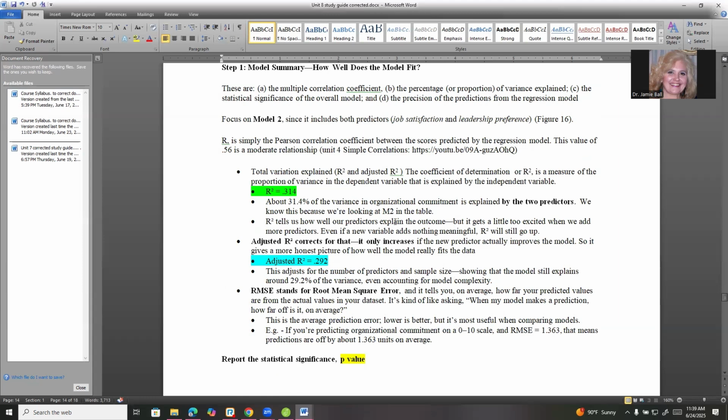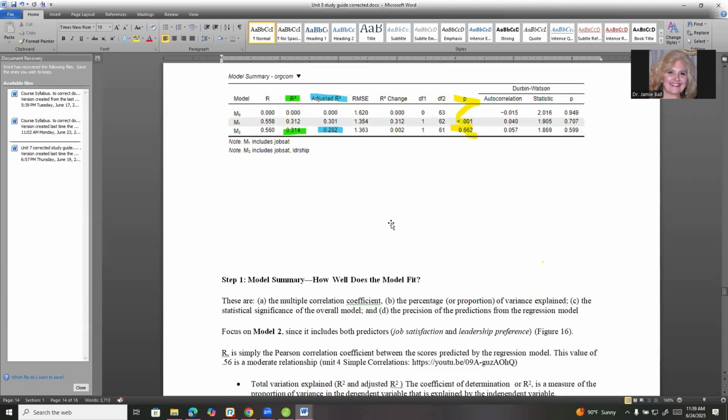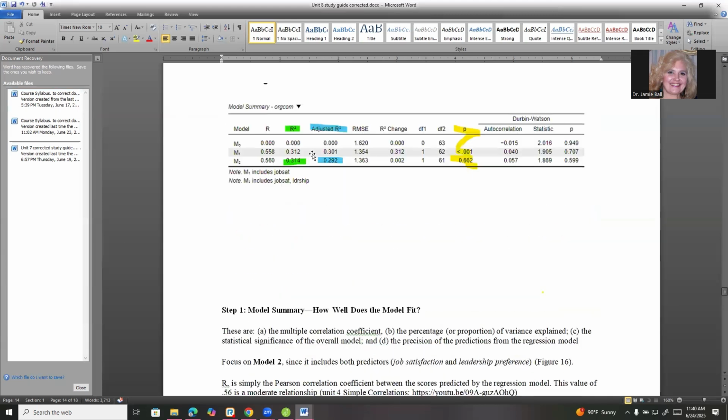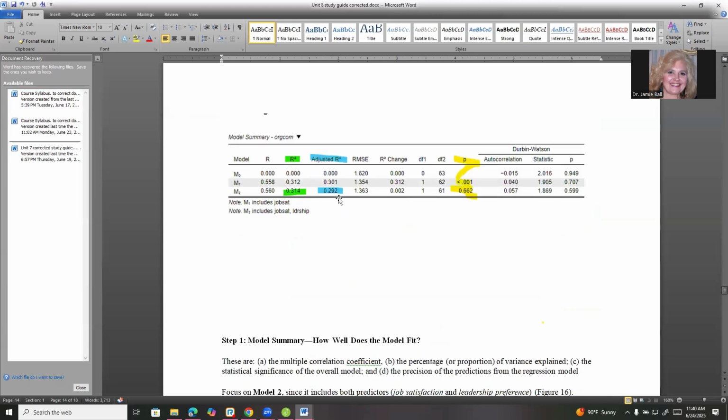So leadership preference actually took away from organizational commitment if I interpret adjusted R squared. Usually we would look for that to go up. This went down. Okay, so adjusted R squared corrects for adding things if there's nothing meaningful added. Now look at that. There was nothing meaningful added by including leadership, and we see it in adjusted R squared. That's why we look at it.